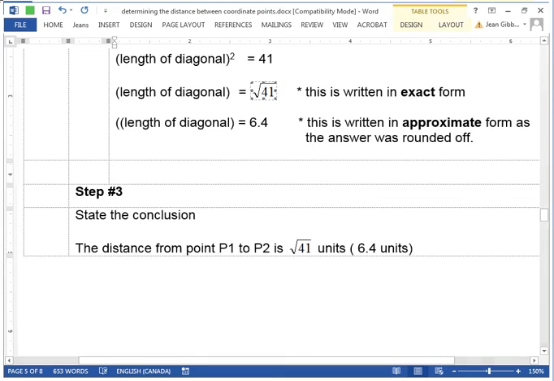Now, state your conclusion. The distance from point P1 to P2 is the square root of 41 units or 6.4 units. Well done.